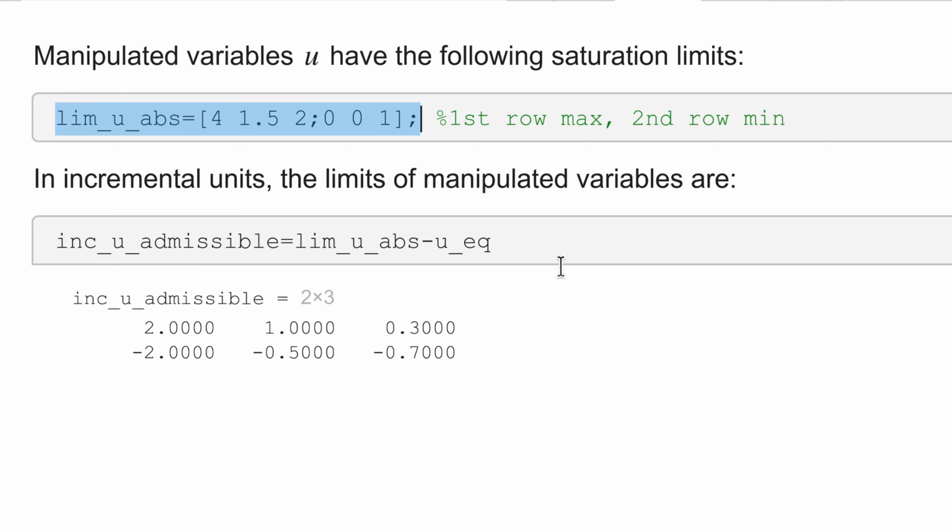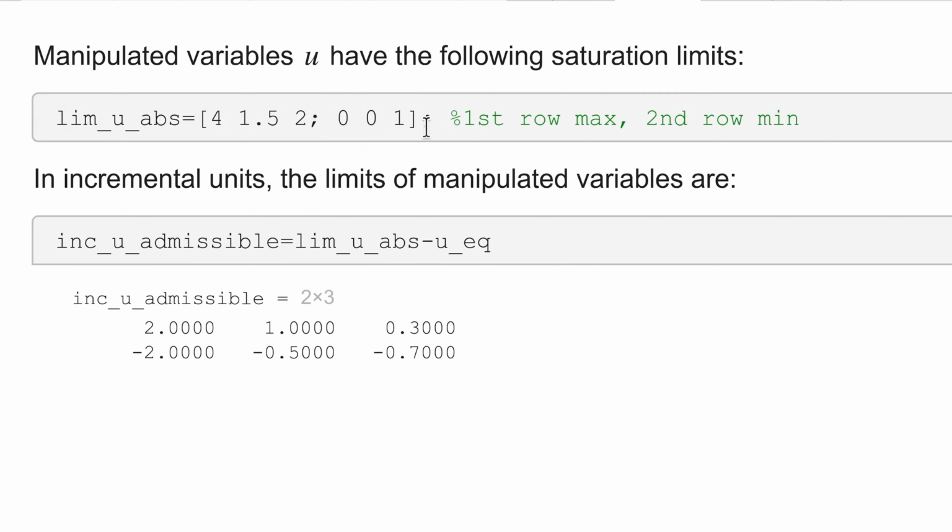So we will assume that these are the hard limits in absolute units of our manipulated variable ranges. First row will be the maximum value and second row will be the minimum value. For instance, manipulated variable 1 will have a range with a maximum of 4 and a minimum of 0. Second one will range between 0 and 1.5, and third one will range between 1 and 2.